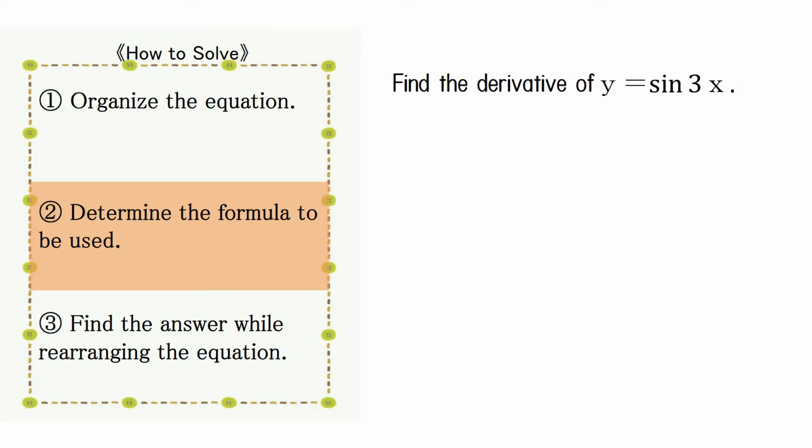Next, we determine the formula to be used. This time we will use the formula sin x prime equals cosine x. Since we are dealing with the derivative of the composite function as we proceed with the calculation, y prime equals cosine u times u prime. Be careful not to simply use formulas.